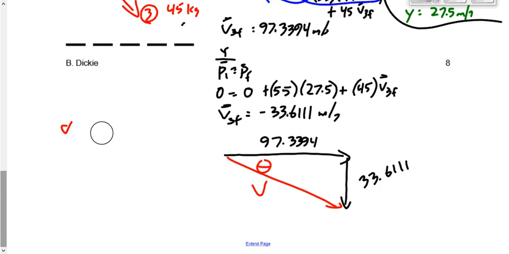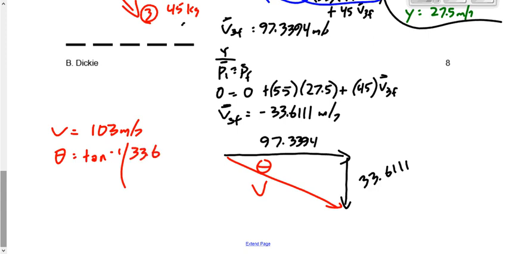So V is, that's Pythagorean theorem, grade 7, whatever it is. 103 meters per second, you can do that. And theta, this is a little harder. Opposite over adjacent.